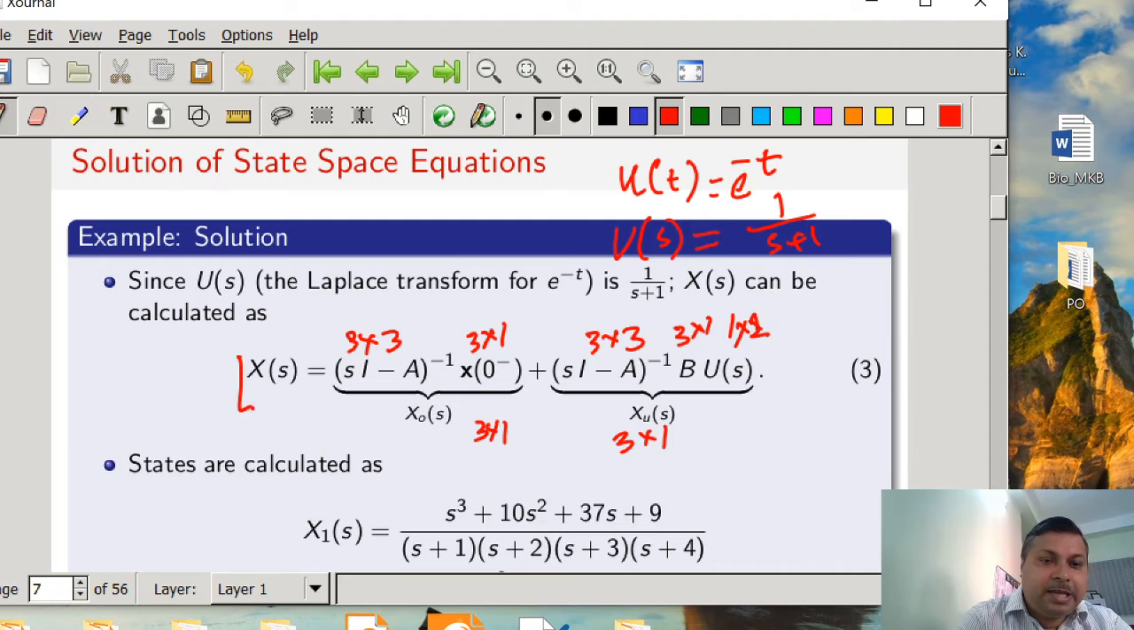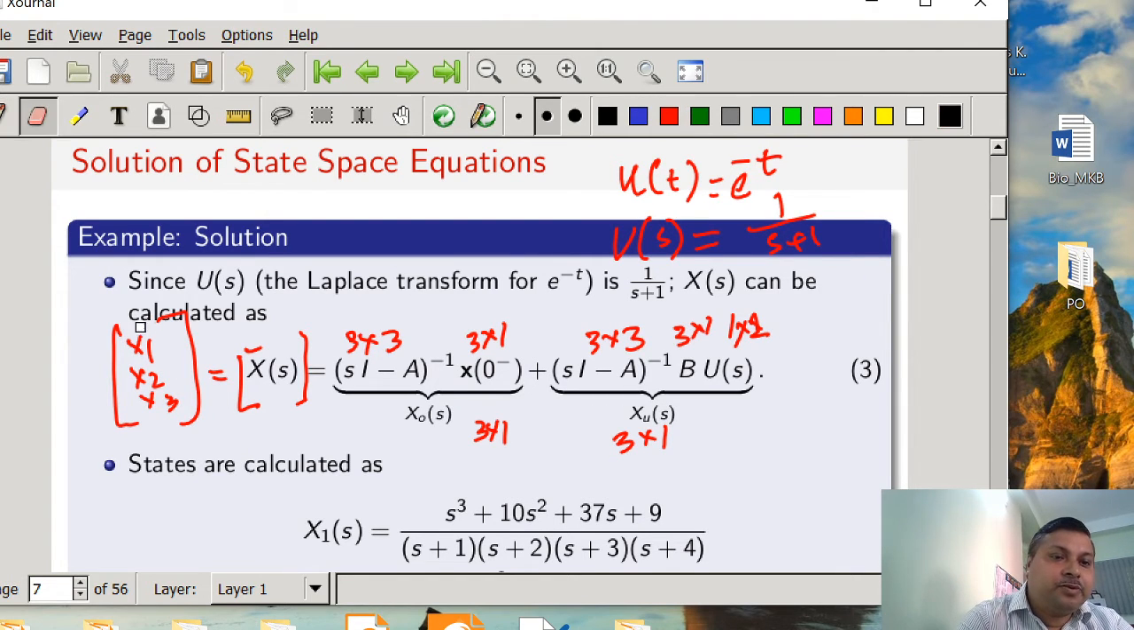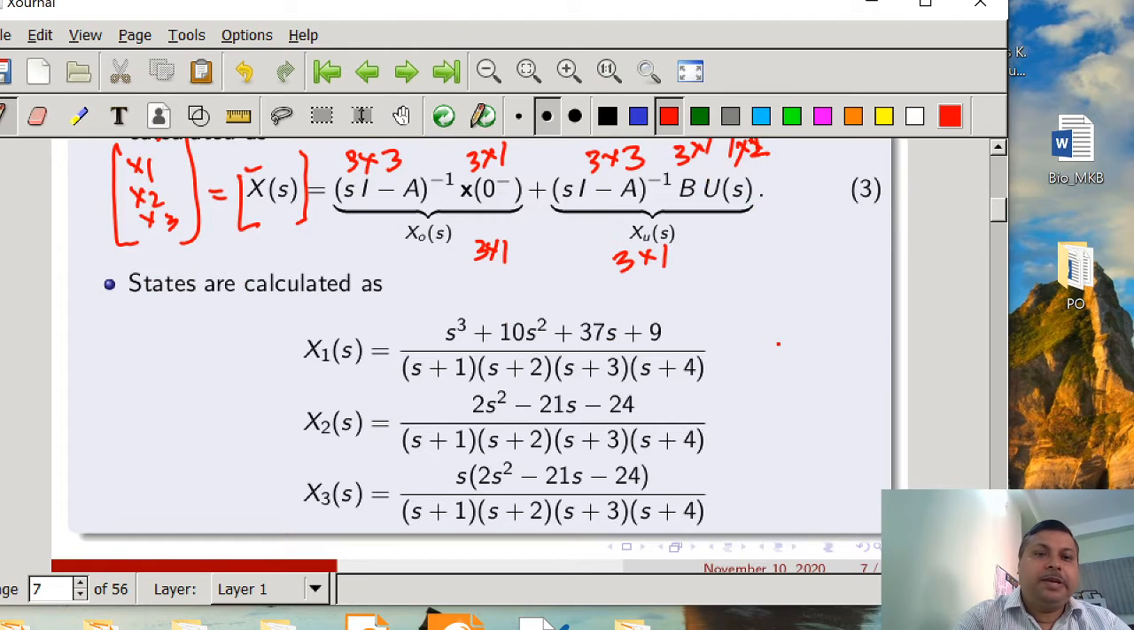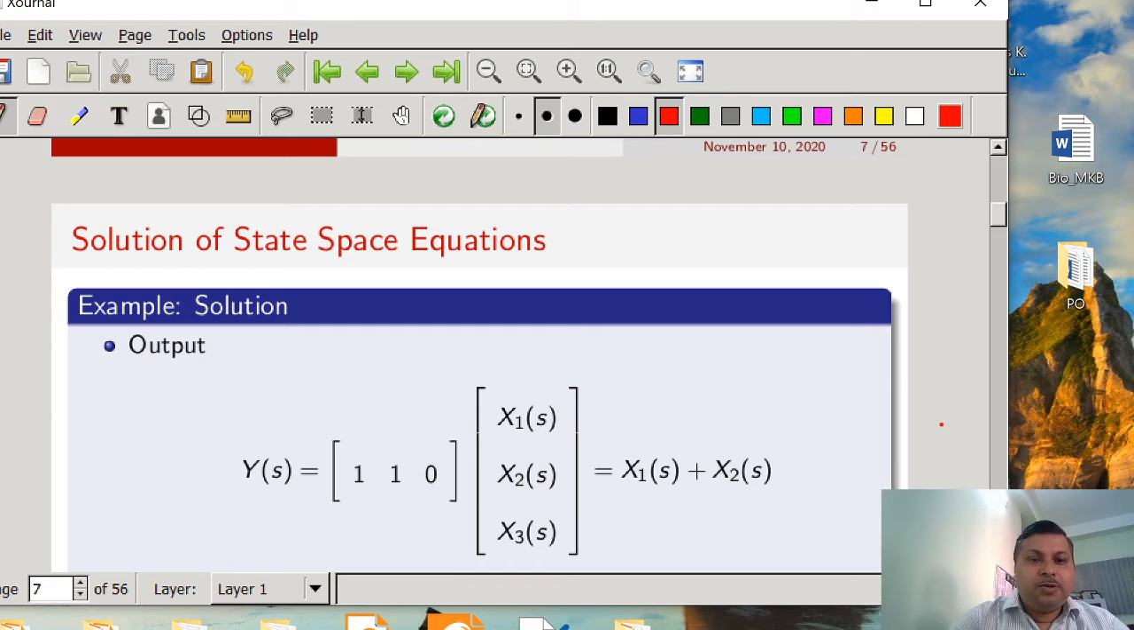So basically X(s) has 3 components, that is x1, x2 and x3. So don't be confused with this, it is x1, x2 and x3. If you substitute (sI minus A) inverse and the x0 that is given, and B and U(s) that we computed, then you will get the 3 state expressions in the frequency domain: X1(s), X2(s) and X3(s). Now if you see the expression of Y(s), it is 1 1 0 times X1(s), X2(s), X3(s).